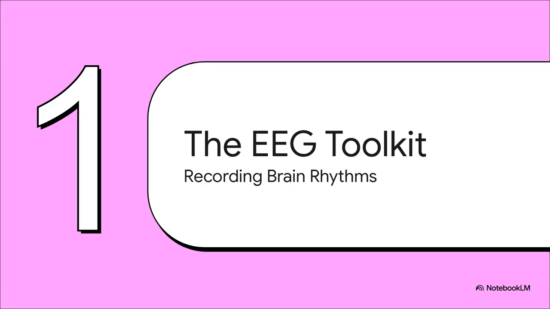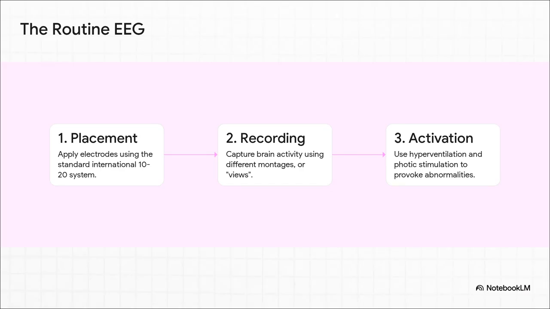So before we can even begin to talk about reading an EEG, we've got to understand where the squiggly lines come from in the first place. So let's do a quick peek under the hood at how we actually record the brain's electrical symphony. The whole process is actually pretty standard. First, a technician places electrodes all over the scalp using this universal map called the 10-20 system. That just ensures that an EEG in one hospital can be compared to an EEG in another. Then, we hit record. And finally, we often try what are called activation procedures, things like having the patient breathe really fast or look at a strobe light.